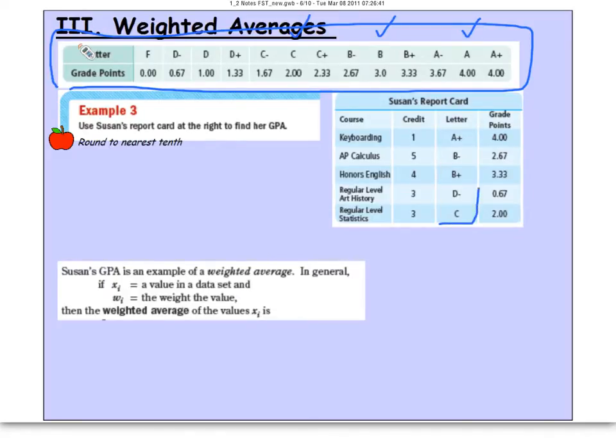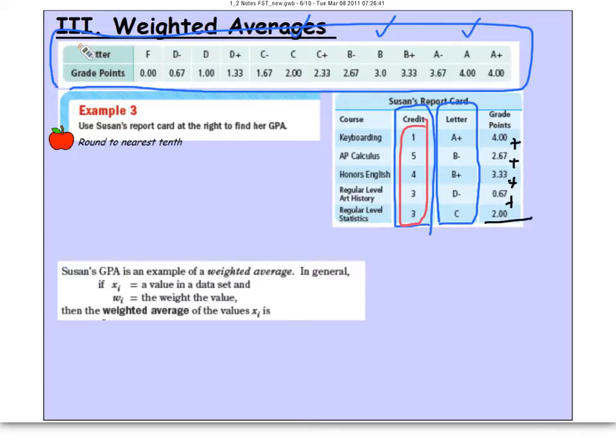Here are her letter grades. And here are the credits per class. Now, what they want us to do is to compute her GPA. So what people are going to be tempted to do is to say, okay, I can find her GPA. I'm going to take this 4.0 plus the 2.67 plus 3.33 plus 0.67 plus the 2, add them up, and then divide by 5. Now, that would be the average of the 5 classes if all of the classes had the same credit weight. However, they're different.